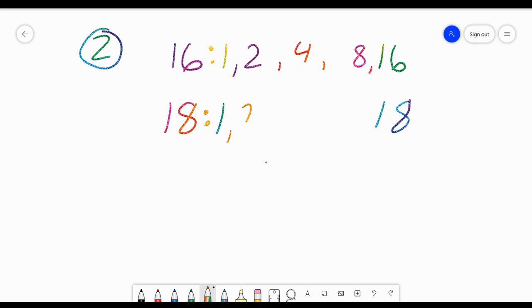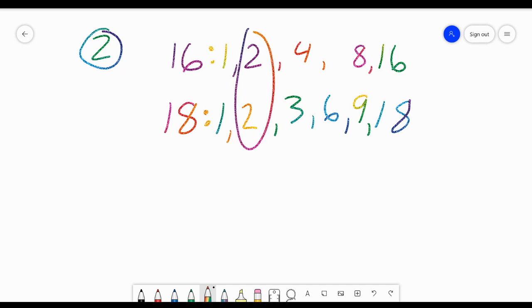Next up, for 18, we have 2 times 9. Let's put some commas. And then we have 3 times 6. And that should be all of them. Now, we could circle everyone we have in common, or if we just see the ones that we have in common, then we're just going to choose the biggest one that both of these lines share. So unfortunately, or fortunately, it looks like it is these 2's right here. So for number 2, our GCF, our greatest common factor, is 2.